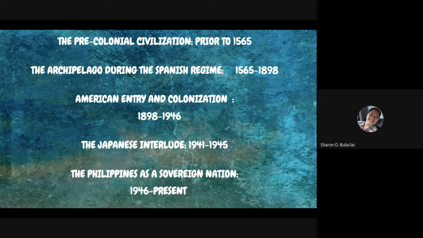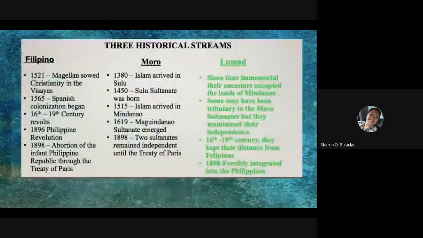But as Mindanaoans also, we kind of have a little more of this. So in your second screen, you have there the three historical streams. So you have the Filipino perspective, the Moro narratives, and the Lumad. So usually, as mentioned earlier, from the usual textbook, we have the arrival of Magellan. So this is usually the usual narrative.